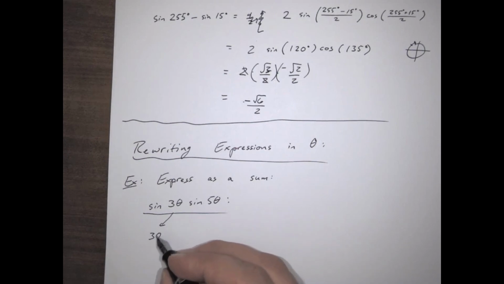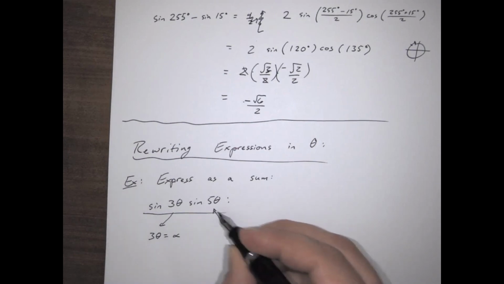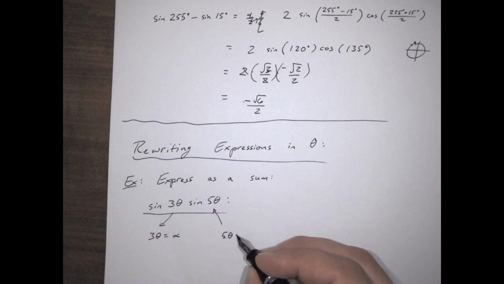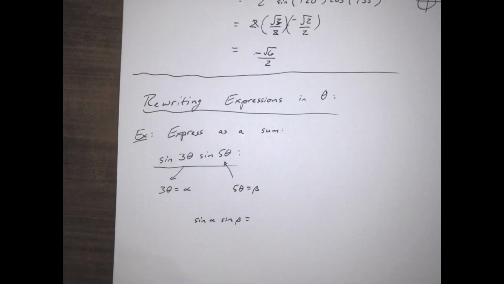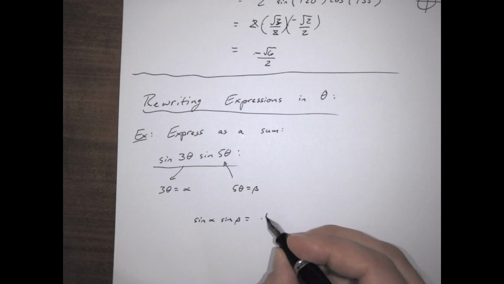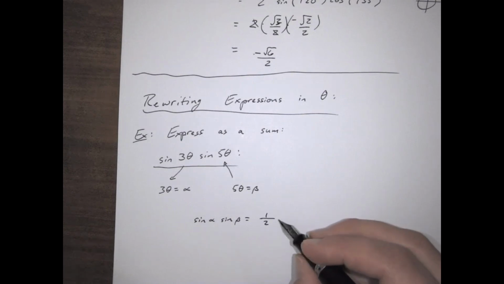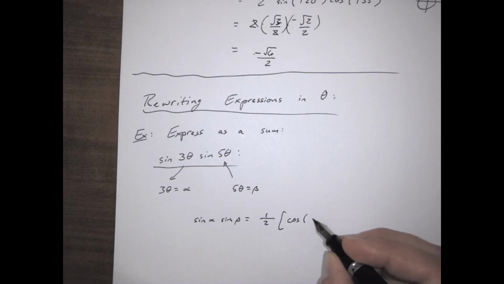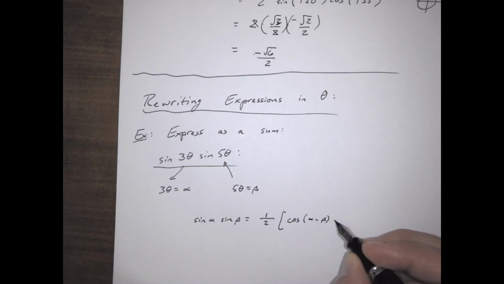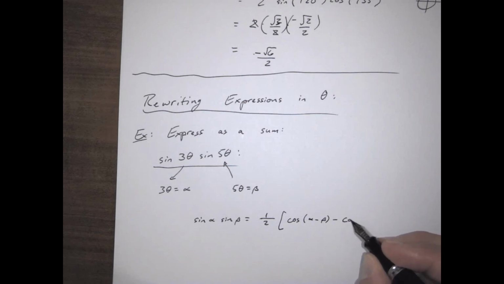So 3 theta equals alpha, 5 theta equals beta. Then sine alpha, sine beta, that is just one of the formulas, and it's going to be 1/2 times cosine alpha minus beta minus cosine alpha plus beta.